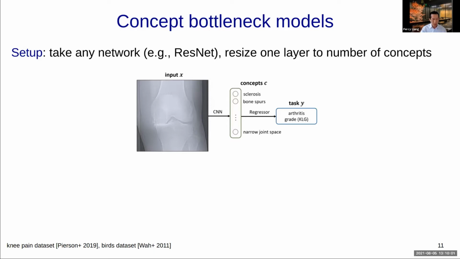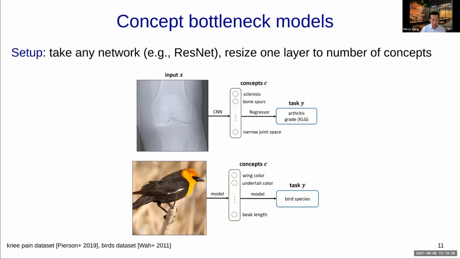So the idea is you take your favorite deep learning architecture, let's say a ResNet, and you resize one of the intermediate layers, usually the ones that are closer to the end, to exactly the number of concepts you're interested in using to explain. So in this example, the concepts might be various types of properties that would be defined by the doctor. Here's another example. If you're trying to predict the bird species given a bird in this Caltech birds data set, then the concepts might be things like wing color or beak length.